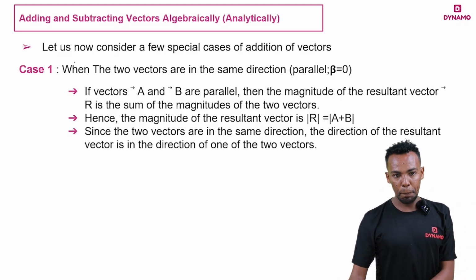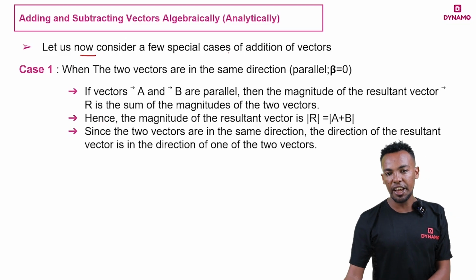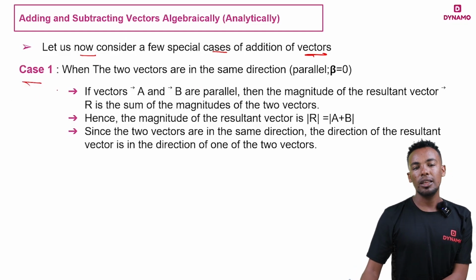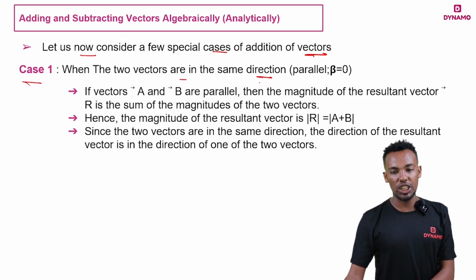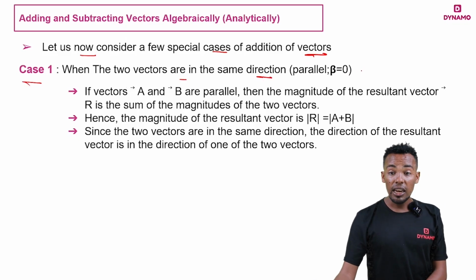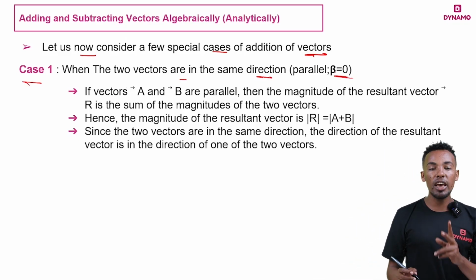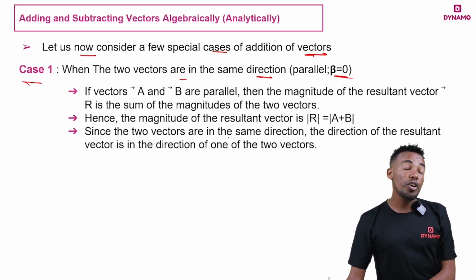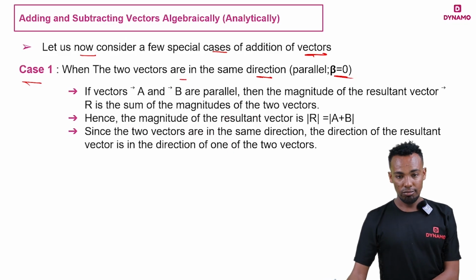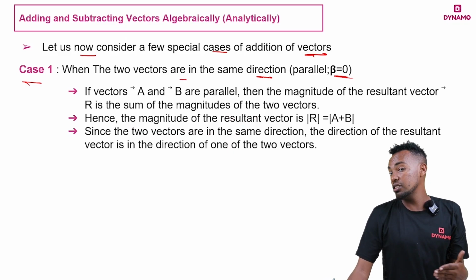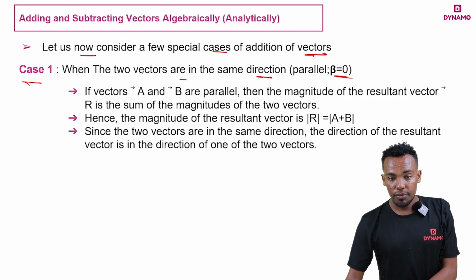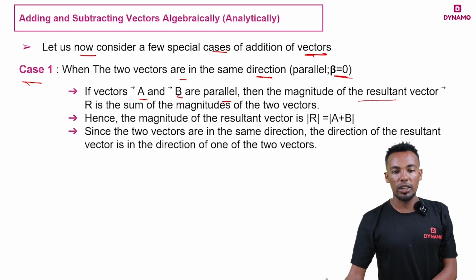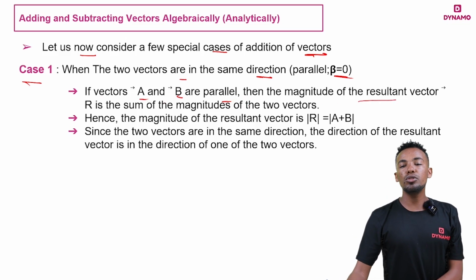Let us now consider a few special cases of addition of vectors. The first case is what? When two vectors are in the same direction, which means parallel, or the angle made between them is zero, the magnitude of the resultant vector is what? The sum of the two vectors. And the direction of the vector is what? The direction of the ones, because they have the same direction. The two vectors A and B are parallel. Then the magnitude of the vector is the sum of the magnitude of the two vectors.